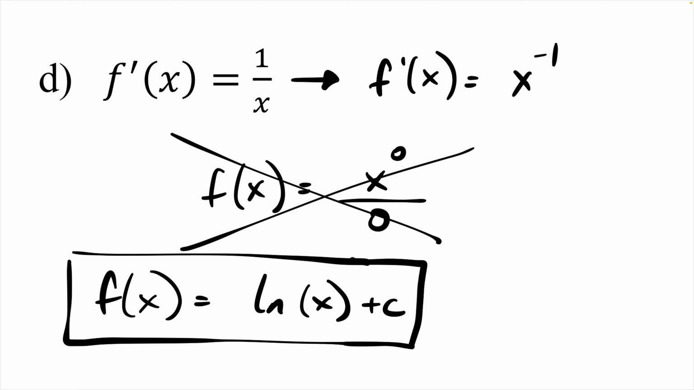Okay. So yeah, just like when we were doing, how do you find the derivative of the natural log? It was one of those things you just had to memorize, 1 over x. It's the same thing for this. The antiderivative of 1 over x is the natural log. Okay.